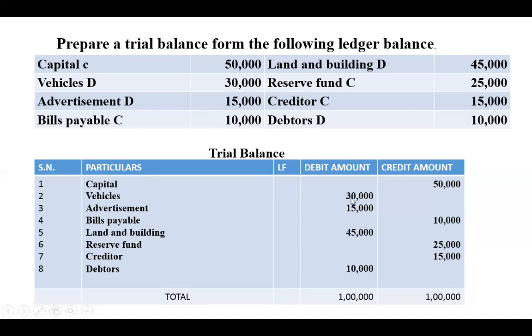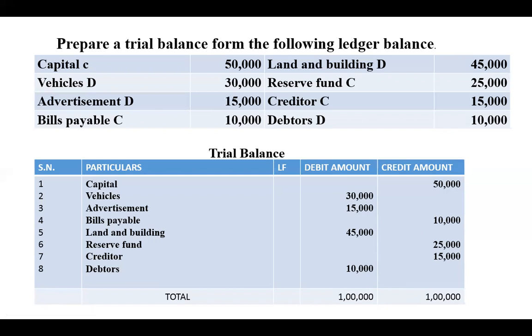Now add this side also: 30 plus 15 is 45, 45 plus 45 is 90, 90 plus 10 is 100. Write 100 and 30, so it becomes 1 lakh. So 1 lakh and 1 lakh, both must be equal to each other. If they are equal, your answer is right. If they are not equal, please check your answers. So this is the first trial balance.